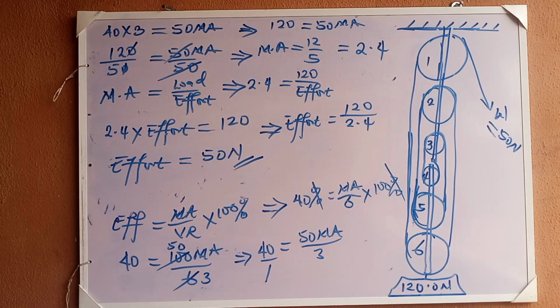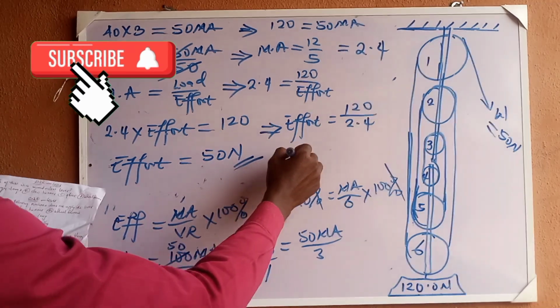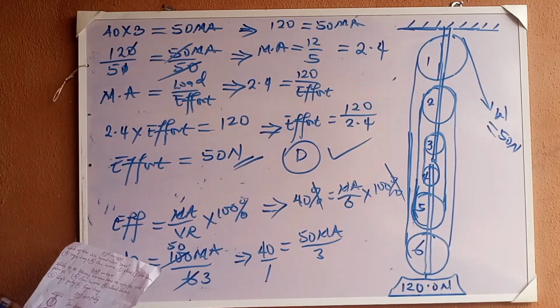When we go back to the options given to us, we discover that that is option D. So option D is correct.